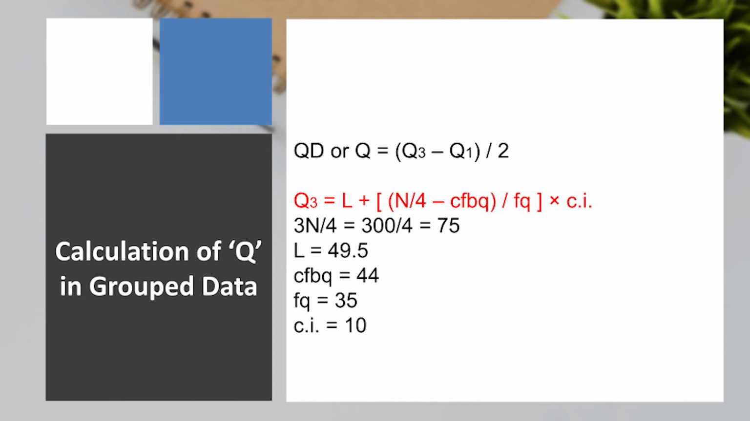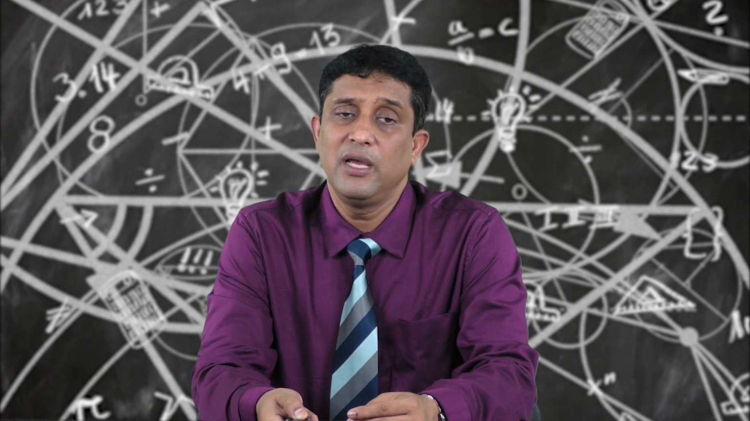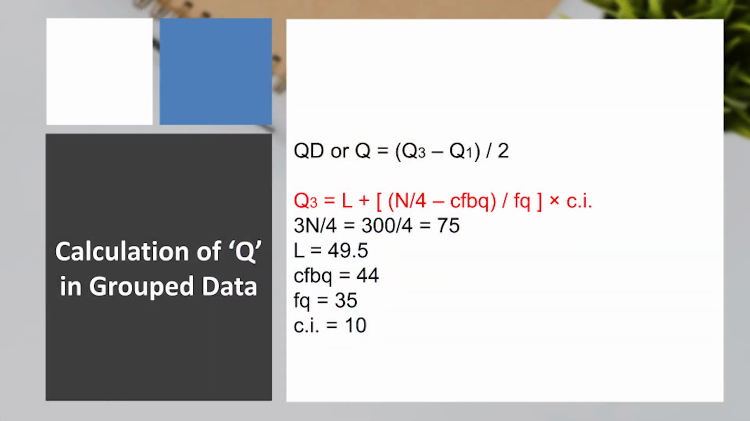This is not N by 4, this is 3N by 4. 3N by 4, that is 300 by 4, is equal to 75. So that's why the 75th case falls in the class that is 50 to 59. So that's why the lower limit of that class is 49.5.